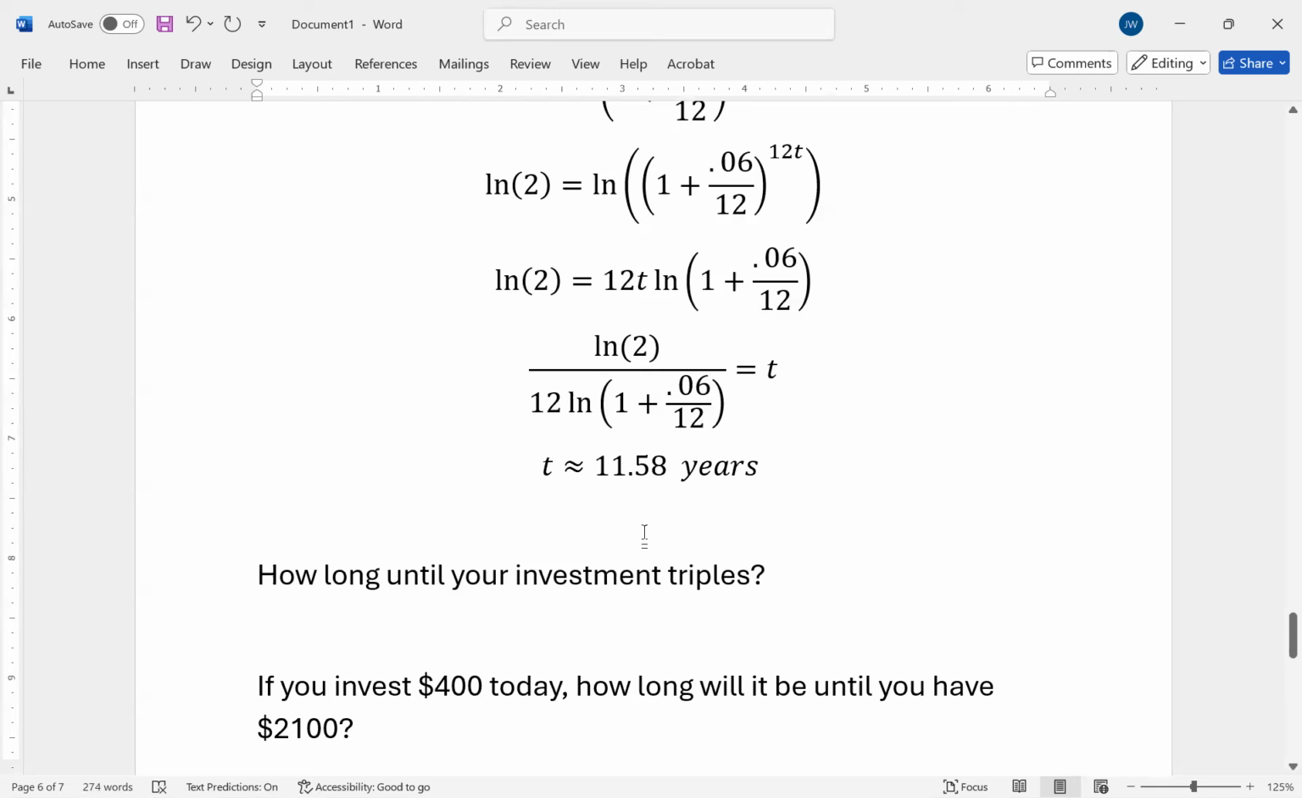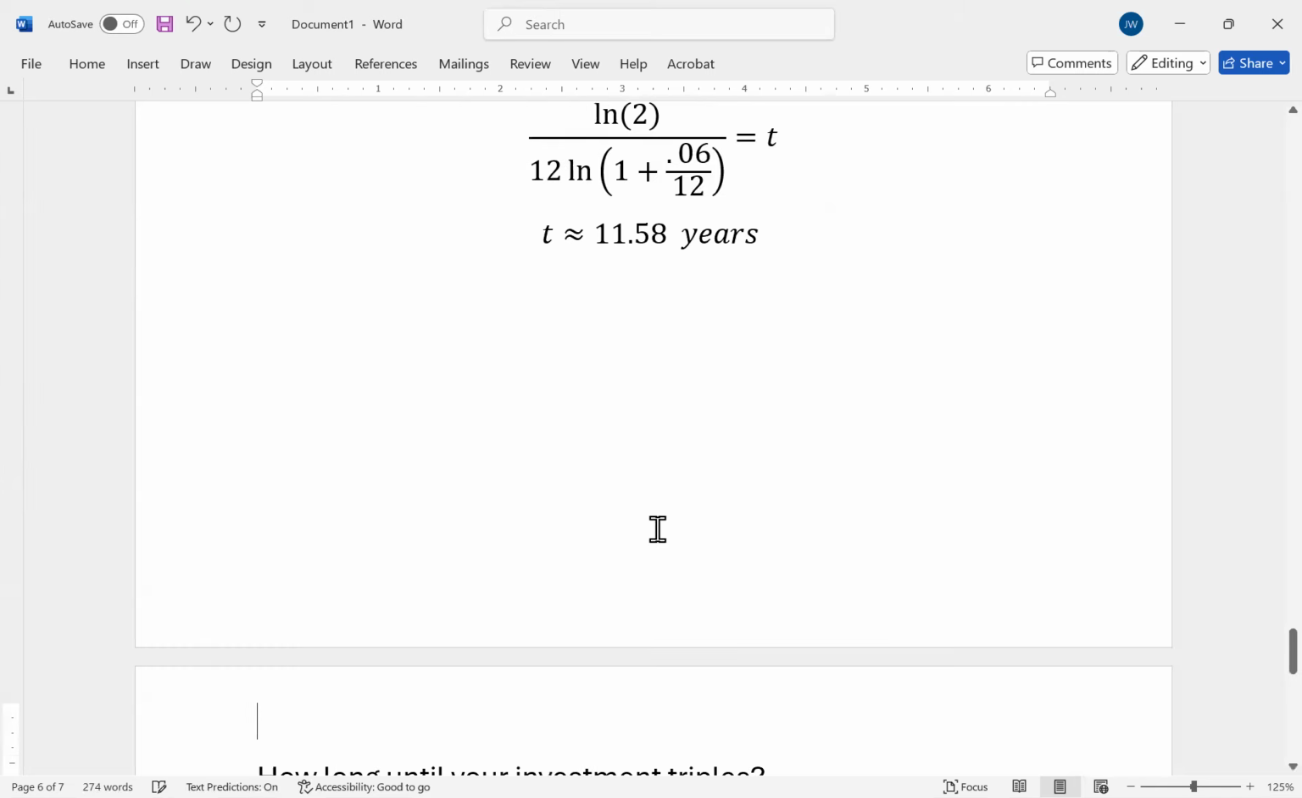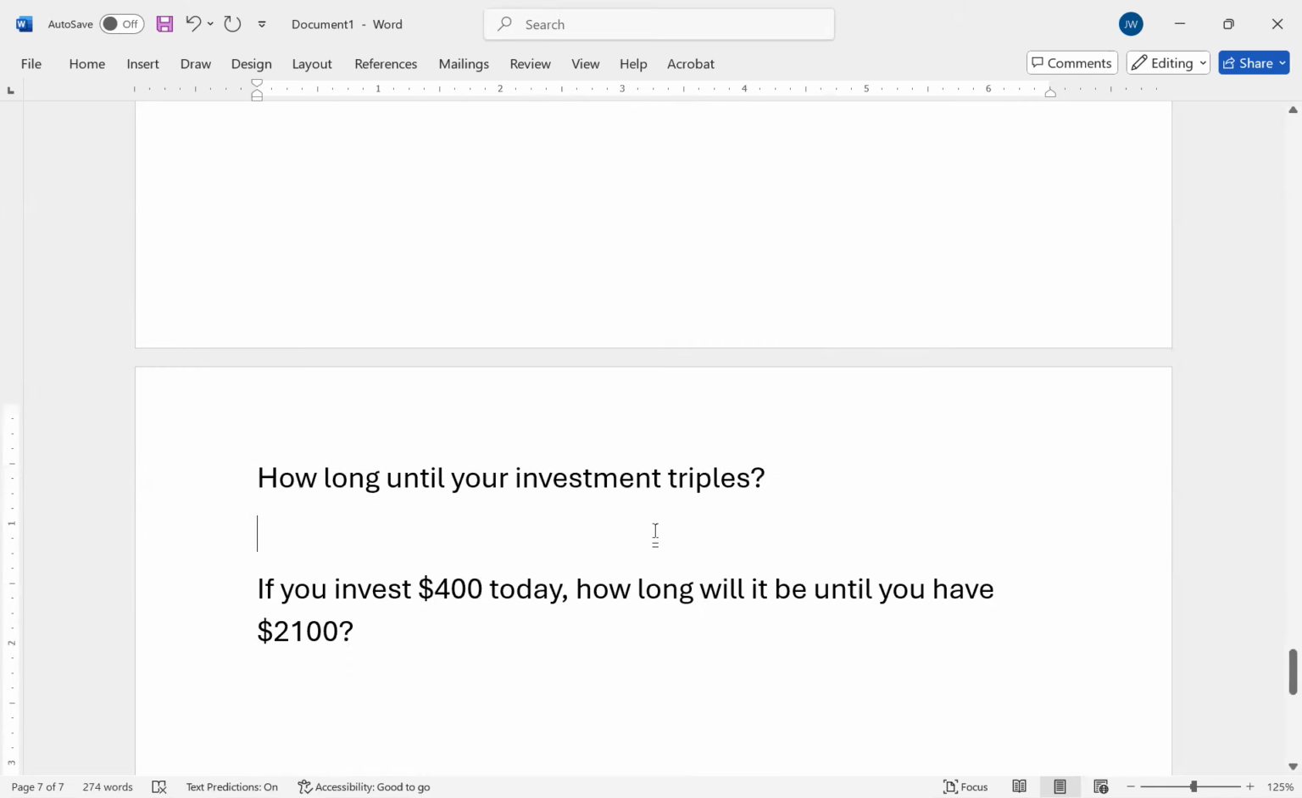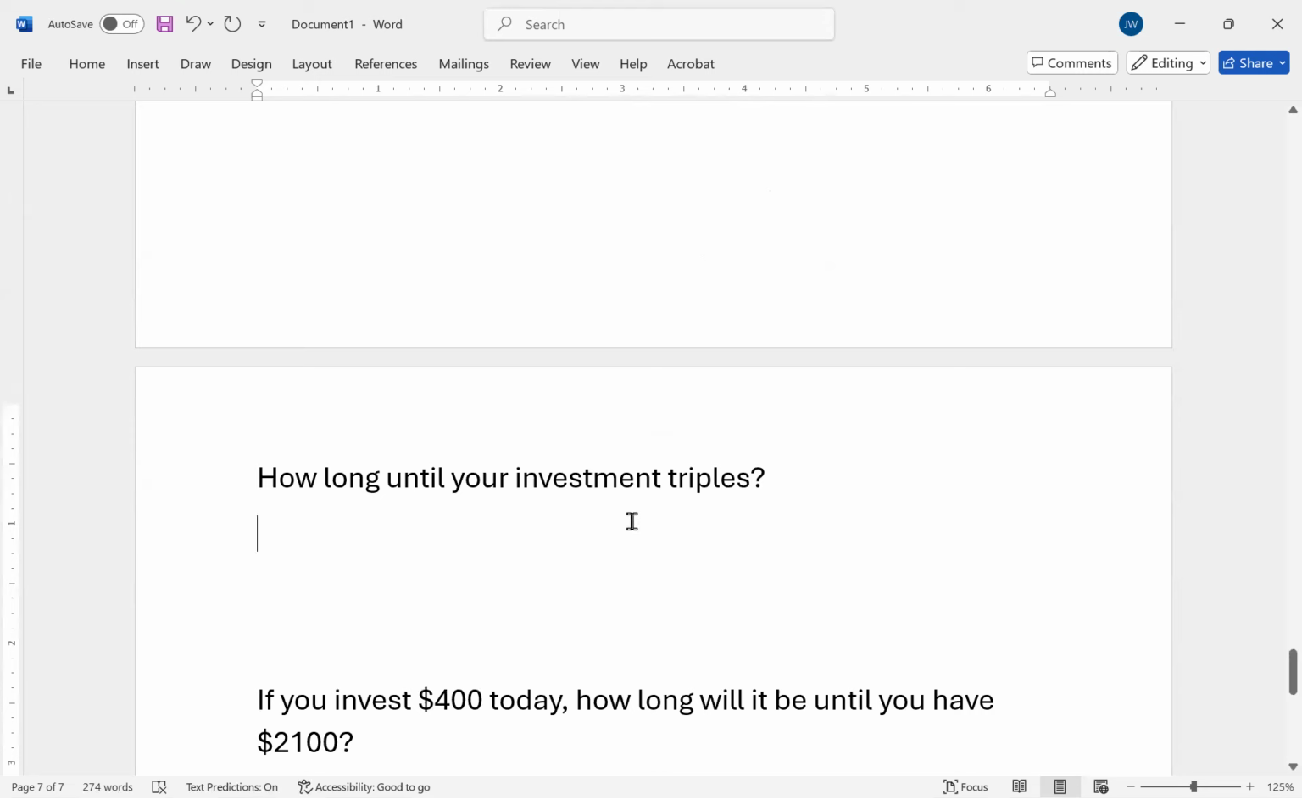If we're doing this for how long it takes the investment to triple, well, that's the exact same argument, except the amount at the end is going to be triple the starting amount.